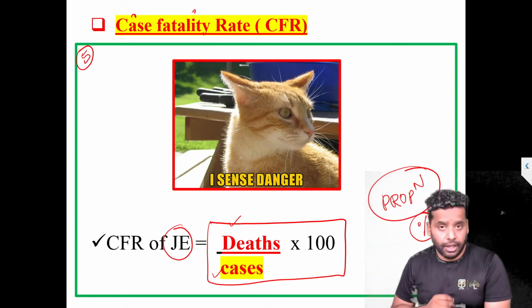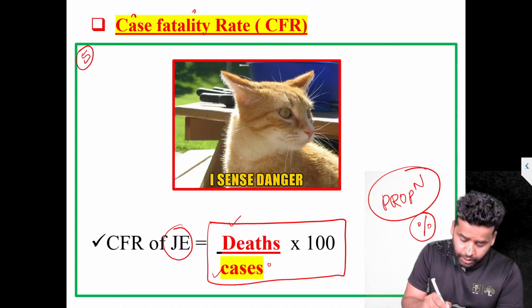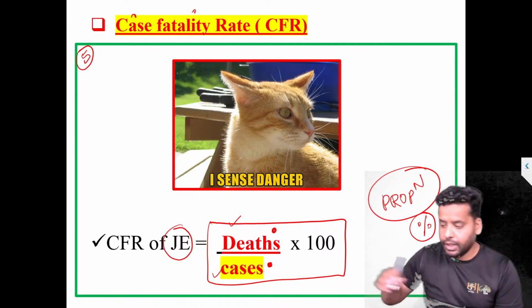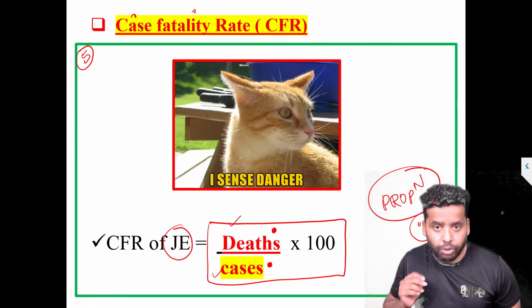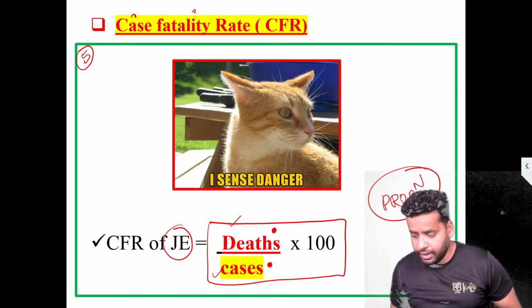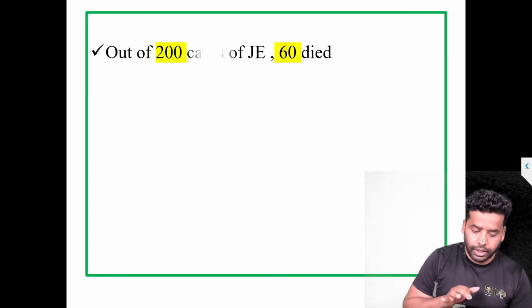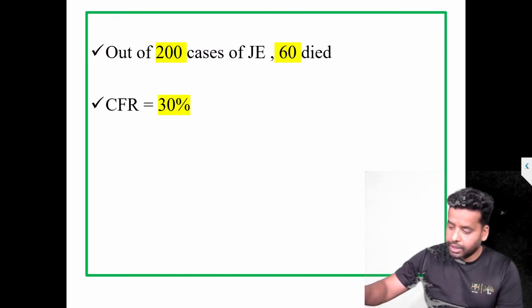Multiplier is 100. If I am telling like this, 200 cases, 60 died. So what is the case fatality rate of that disease? Very easy question, just simple basic maths I'm telling. Out of 200 cases, 60 died. Case fatality rate will be 30%.